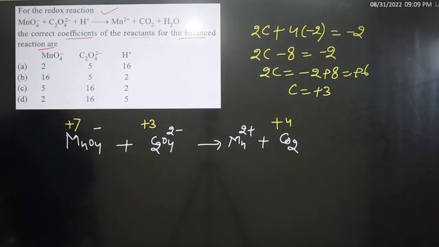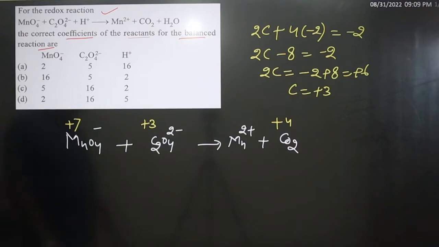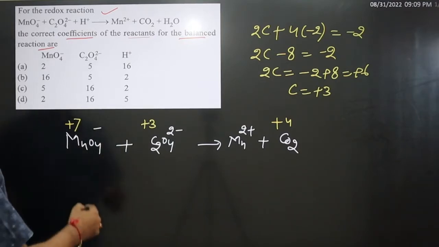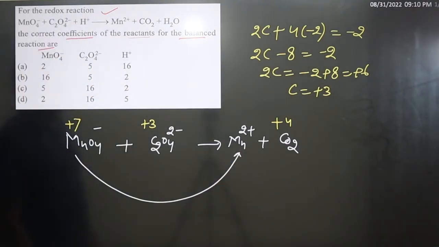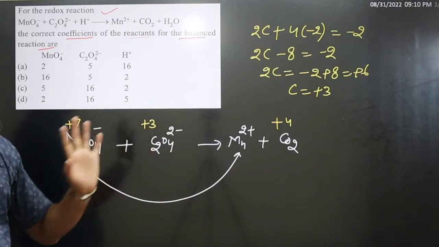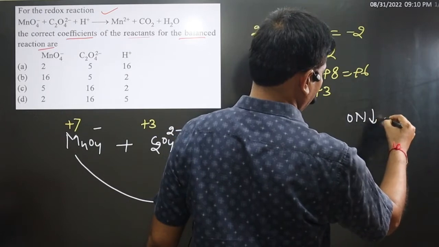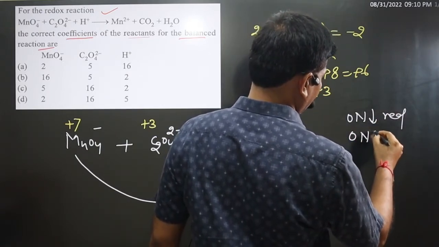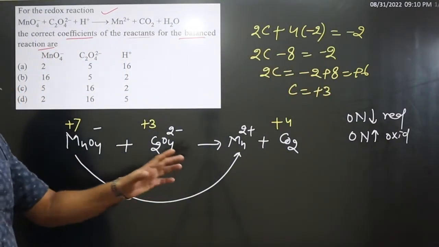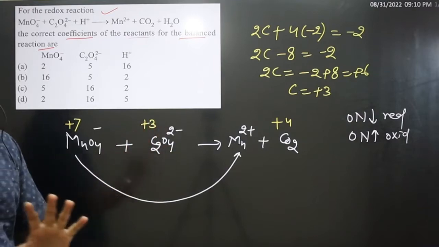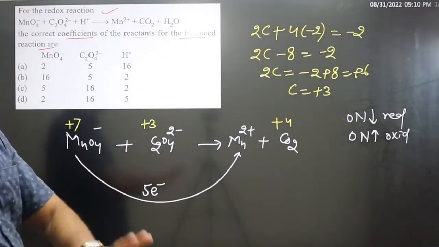Now we can compare the oxidation numbers and balance the charge. If you compare the oxidation number of manganese, you can see plus 7 to plus 2. Always keep in mind, a decrease in oxidation number is always a reduction reaction and an increase in oxidation number is always an oxidation reaction. So manganese is undergoing reduction, a decrease in oxidation number. What is the transfer of electrons? 7 minus 2 is equal to 5 electrons.